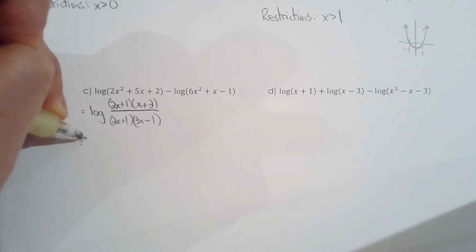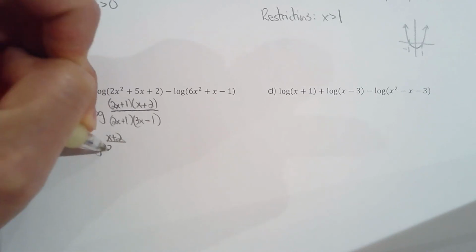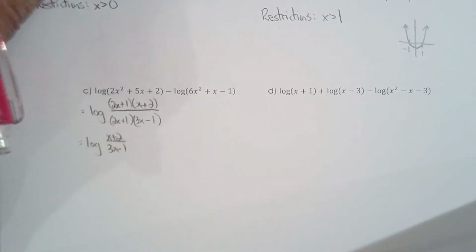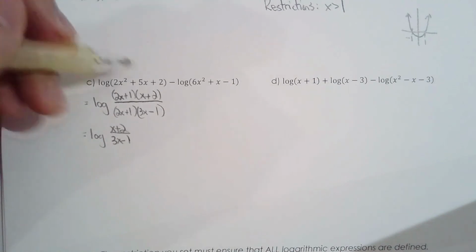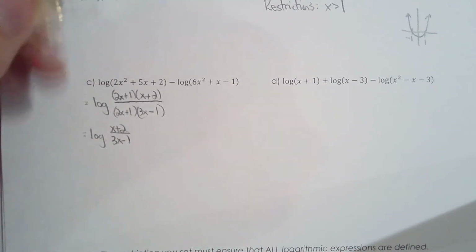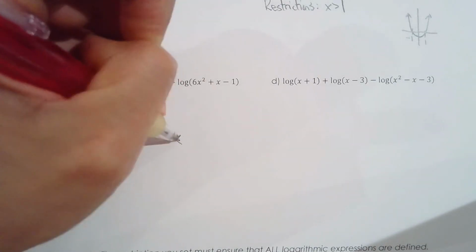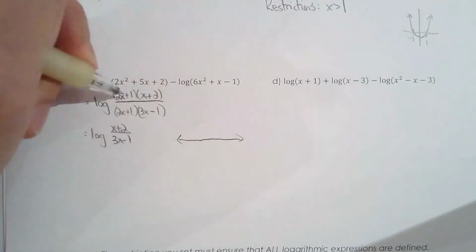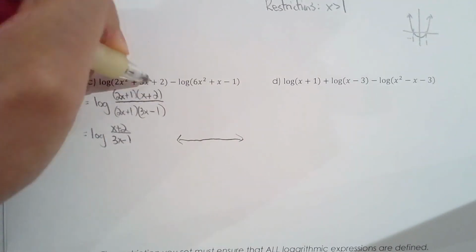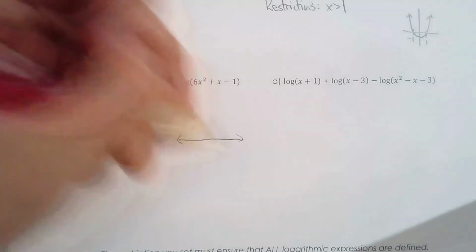And then we are going to get log of (x plus 2) over (3x minus 1). So that part, the factoring, the common factors, that's the easy part. The hard part is the restrictions. So I'm going to give myself the number line one more time. I'm going to do a number line, and the next one is another number line.